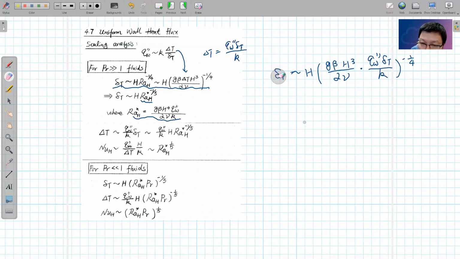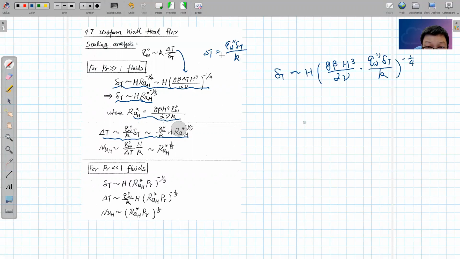So you move this delta T from right to the left, and you move this H inside, and also redefine this Rayleigh number. Basically, you can see that your delta T can be scaled as this. Basically, you can get this result here. After you move this delta T to the left, you can get that delta T only scales with this H times this modified Rayleigh number, and this modified Rayleigh number is defined this way.